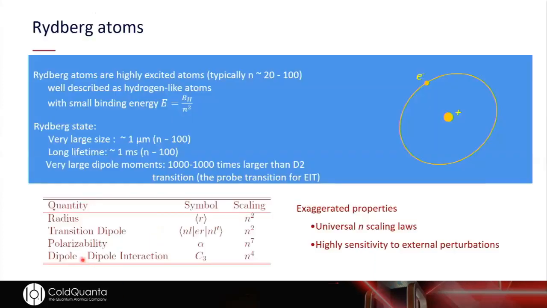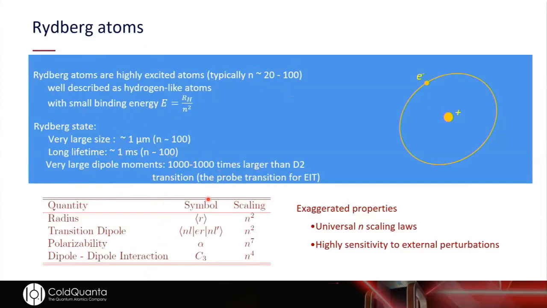Rydberg atoms are atoms with one electron excited to Rydberg states. In experiment, we use alkali atoms with principal quantum number from 20 to 100. These hydrogen-like atoms have exaggerated properties like size, lifetime, and dipole moments. And these exaggerated properties have n-scaling laws like this.